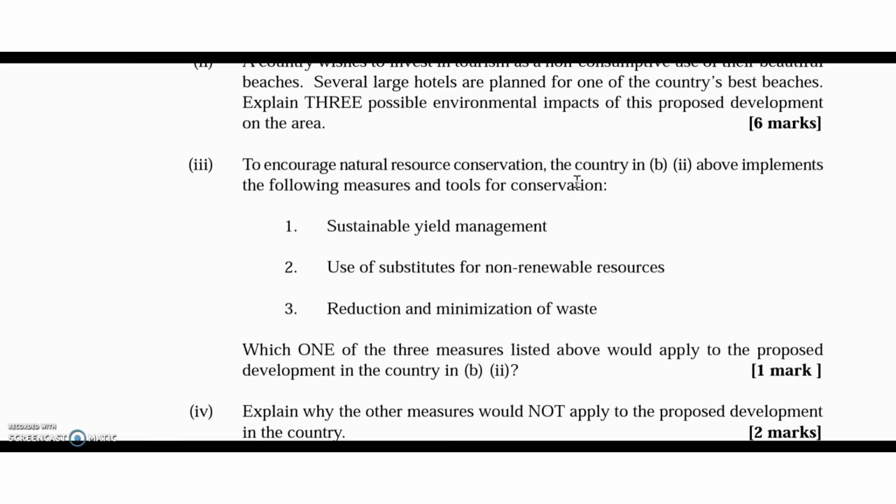Now, class, we are talking about the development of a potential hotel or whatever the case may be here. And in reality, we must bear in mind that that would not be associated with yield management. Yield management has to do with agriculture, so 1 is wrong. Number 2, the use of renewable sources of energy, is associated with industrial activities. The only answer that would be applicable would in fact be the reduction and minimization of waste. All right, so keep that in mind for me, please. The answer will be number 3, reduction and minimization of waste.